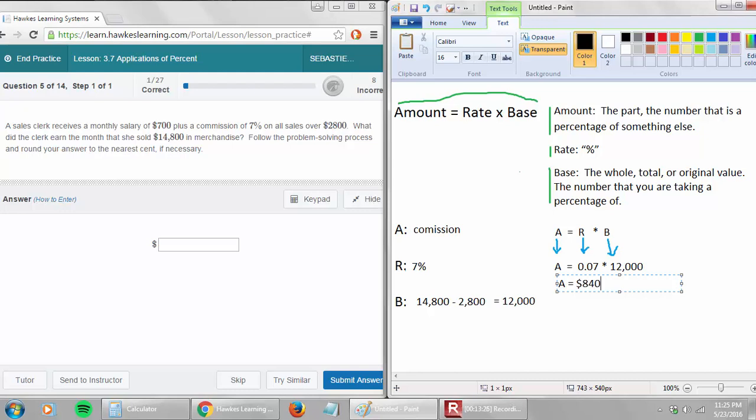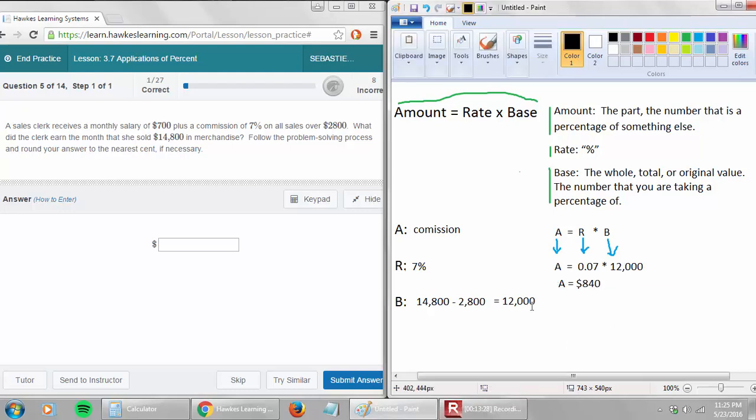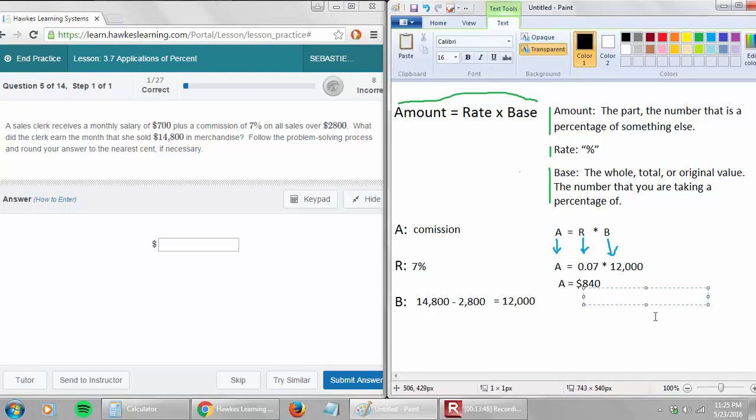Alright, so it's tempting to just write that in as your final answer and be done with it and be happy, but we've got to, again, read through the question and make sure that that's what they're asking for, and in fact it's not. They're asking, what did the clerk earn that month? Well, she earned the $700 salary plus the $840, so I'm going to have to add $700 to this.